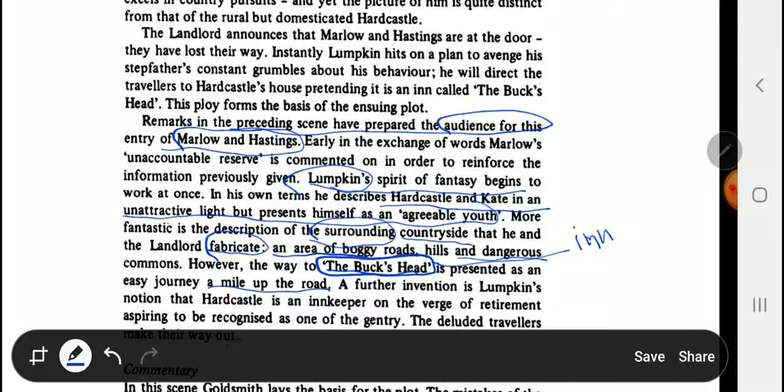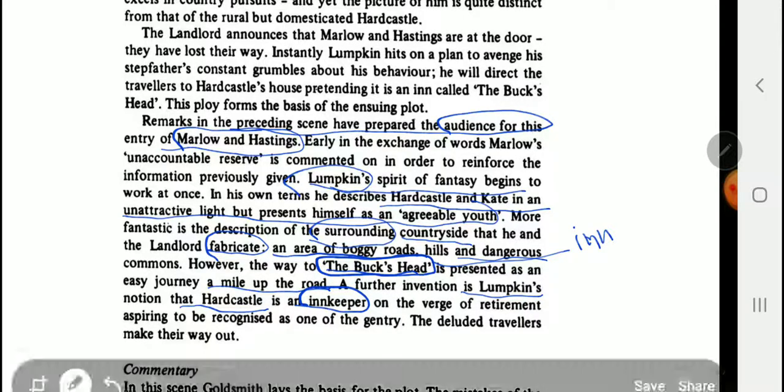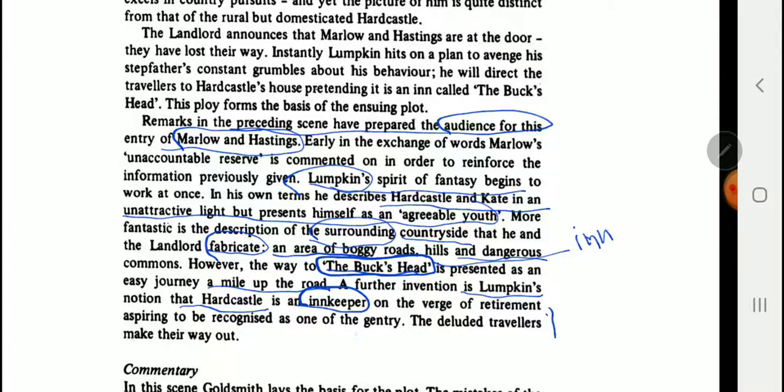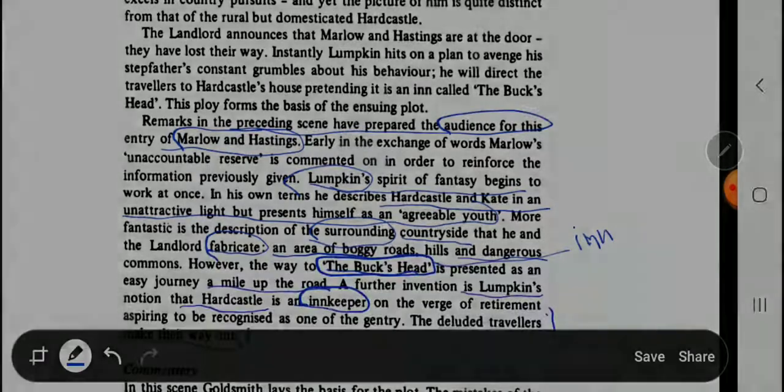And also Lumpkin told them that Mr. Hardcastle is an innkeeper. So we have a lot of mistaken identity in here. And then the travelers try to make their way out through Tony Lumpkin's description.